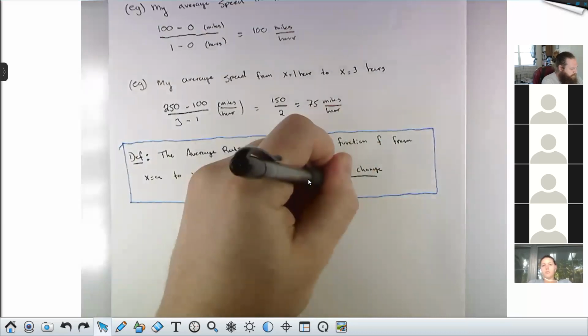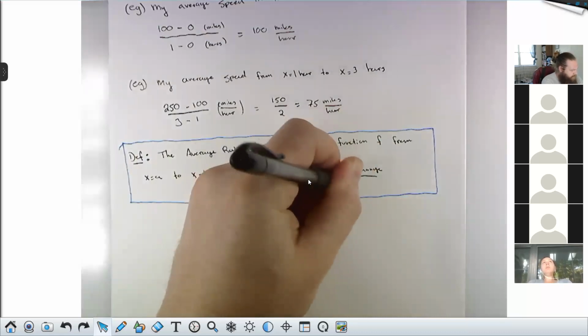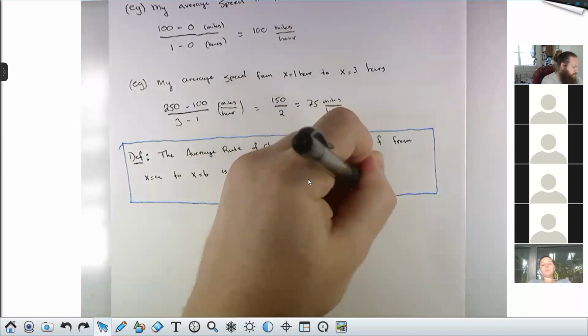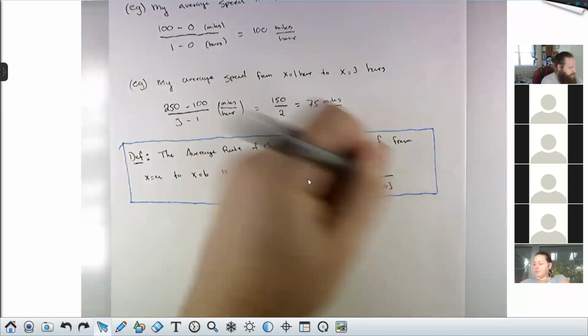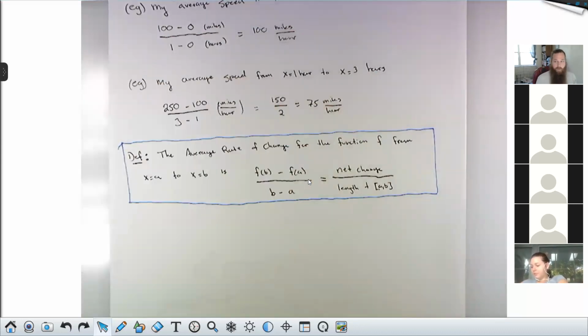So this is the net change divided by the length of the interval from A to B. So if your inputs are time, then the length of the interval, B minus A, that's the time elapsed or the change in the input. So it's like the net change in the output divided by the change in the input. That's what you have for an average rate of change.